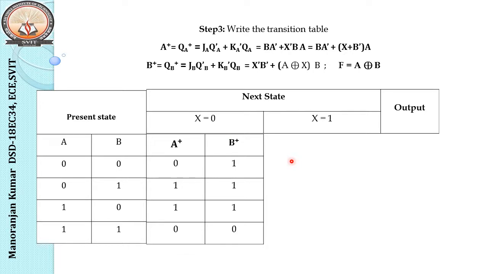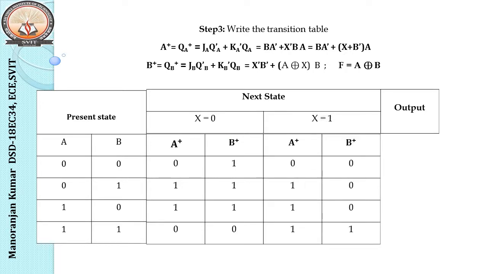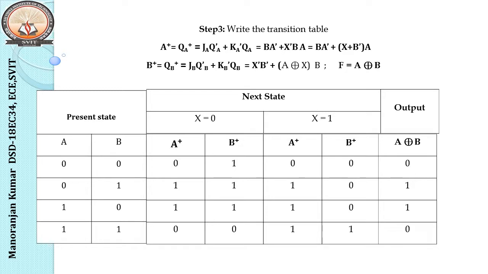The same method should be repeated when X is 1, so that will give me this set of values. The output is very simple. The output equation is A XOR B, so we have to find the XOR operation for this. We know that in case of XOR, when any one input is high, the output will be high. So easily we can find this value.